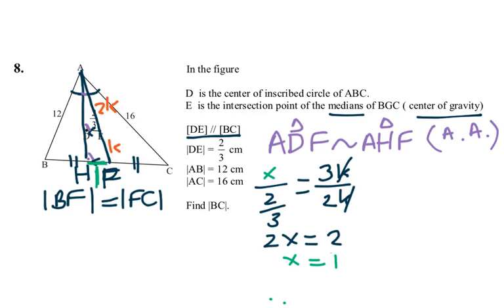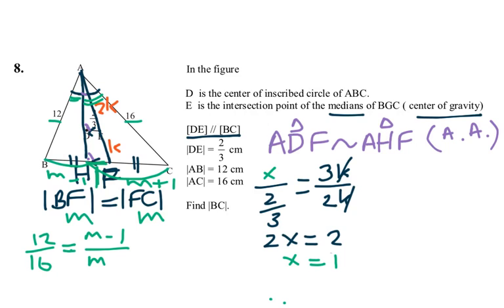So to finish this, we're going to use the internal angle bisector theorem. Let's call these lengths M and M. So that means this length here is M plus 1, and this length here would be M minus 1, because we're using these two angles that are equal. So now if we use that bisector theorem, we could say that 12 over 16, the two side lengths here, 12 over 16 is going to be equal to M minus 1 over M plus 1.